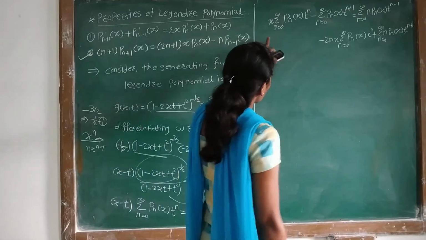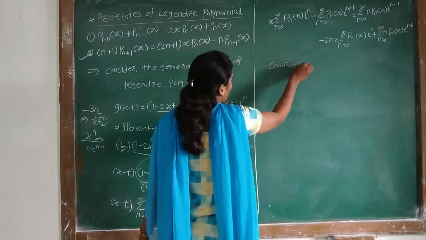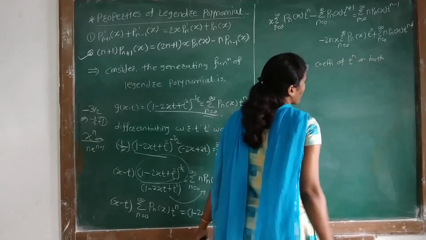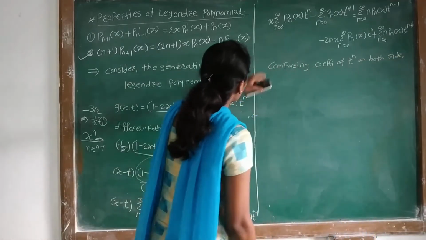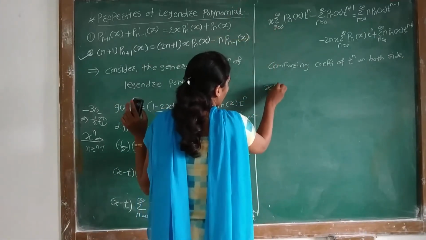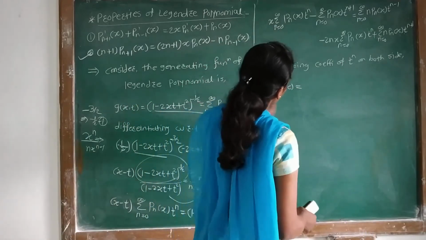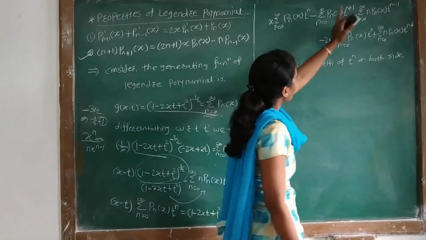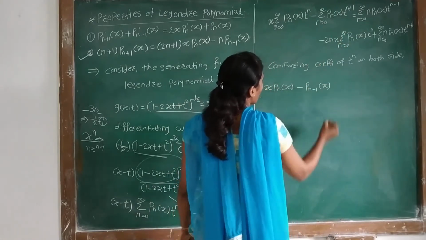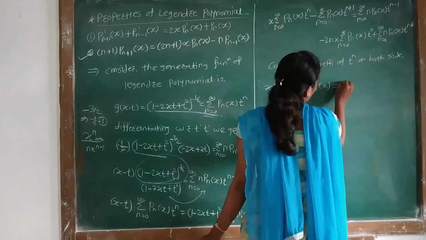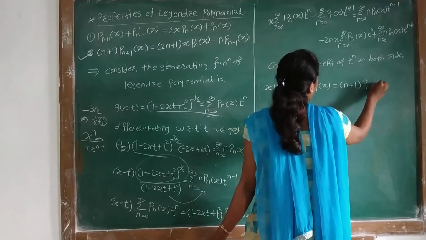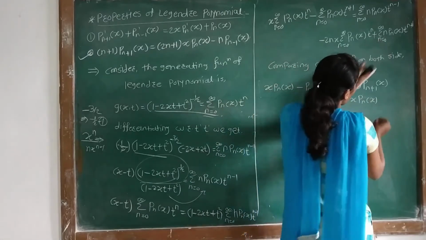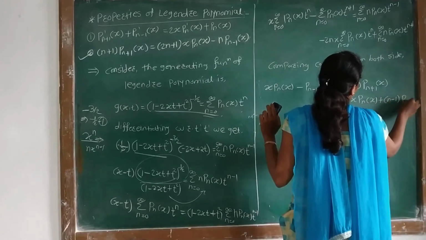Now from this equation, comparing the coefficient of t^n on both sides, the coefficient of t^n is x P_n(x) minus P_{n-1}(x), where n is replaced by n minus 1, is equal to (n+1) P_{n+1}(x) minus 2n x P_n(x) plus (n-1) P_{n-1}(x).